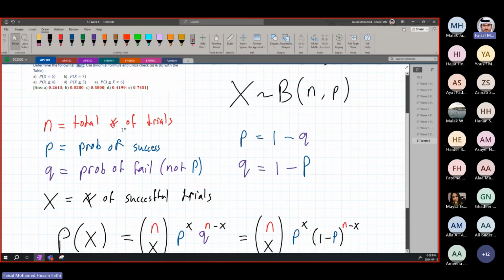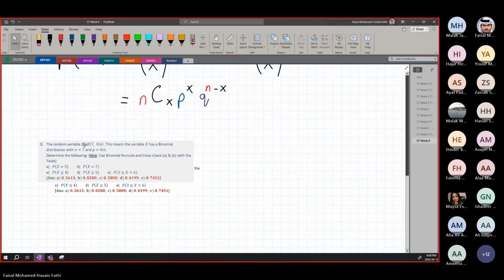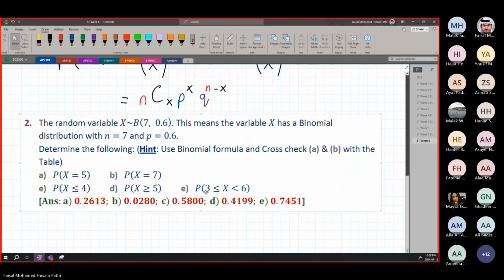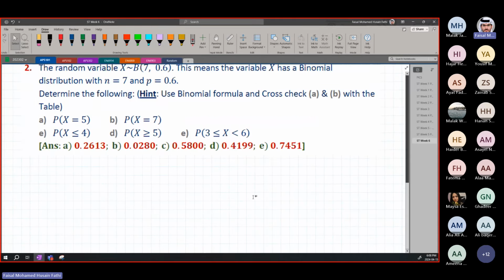All right, so if we look at this example here, again, I'm just going to take this, and I'm going to take it everywhere I go.